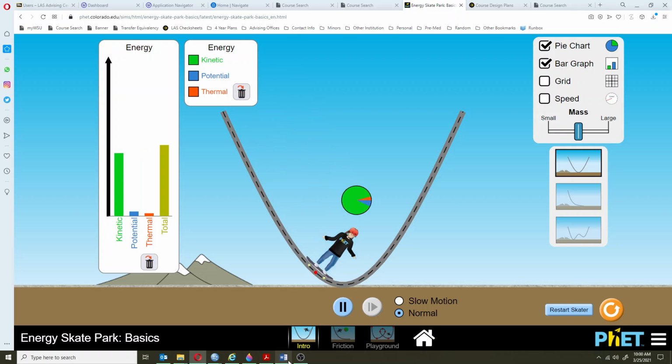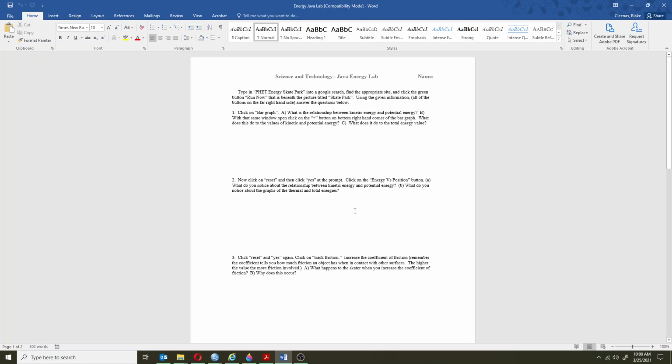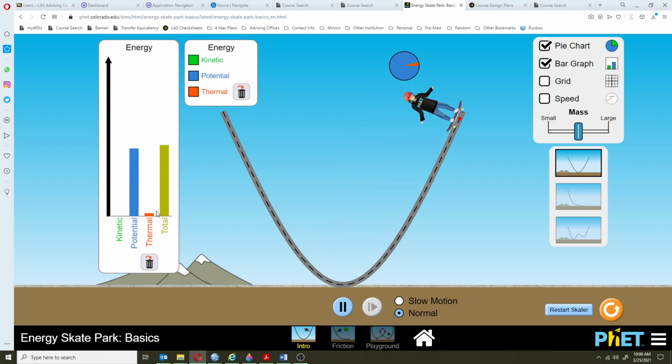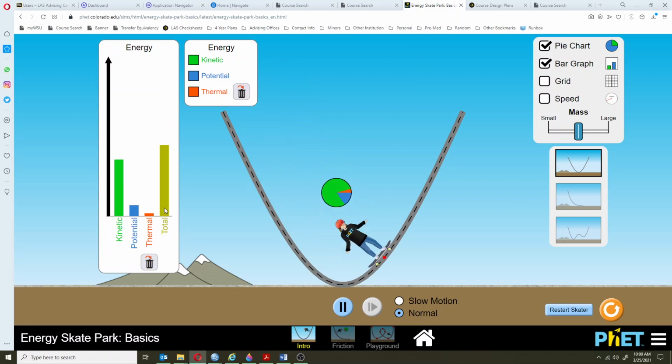And then I ask them follow-up questions. What do you notice about the relationship between kinetic and potential energy? What do you notice about the graph of thermal and total energy? That one probably wouldn't be so much of a good question, but it is important to note that the thermal energy stays constant, as does the total energy. That's because of the conservation of energy. It's a combination of thermal, potential, and kinetic to create your total energy.